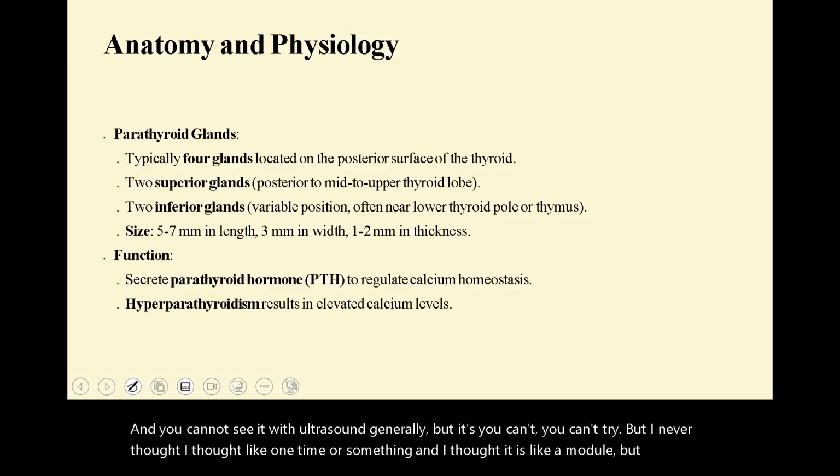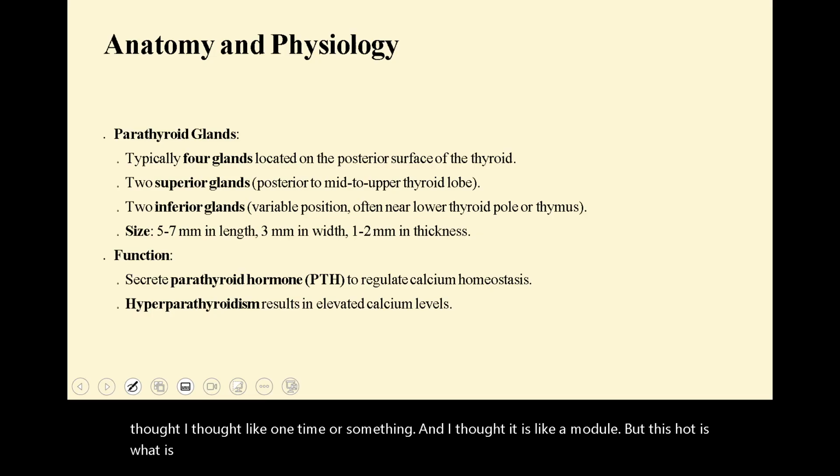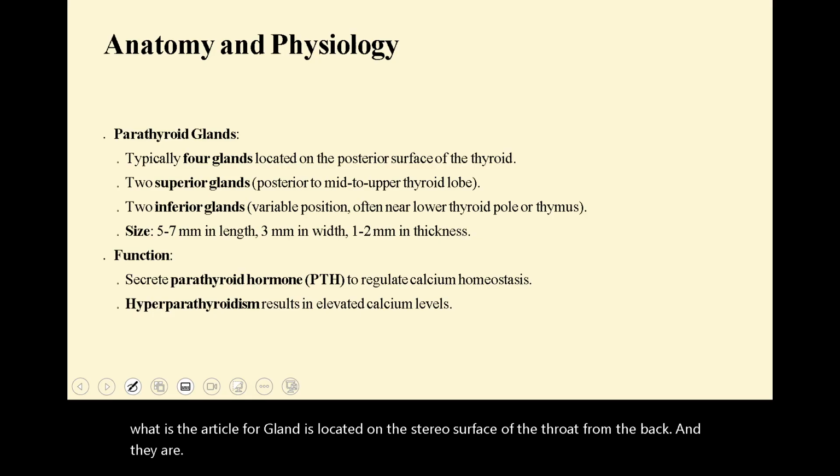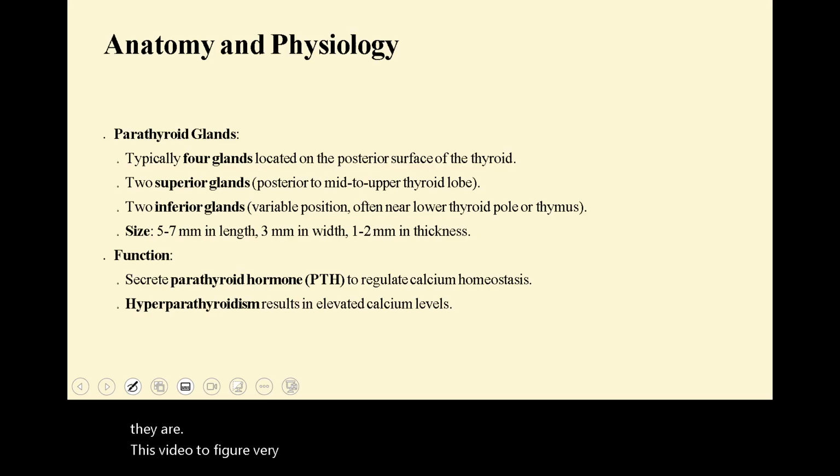They are typically four glands located on the posterior surface of the thyroid, from the back. Two superior, two inferior, very small, like half a centimeter, and their function is to secrete parathyroid hormone.